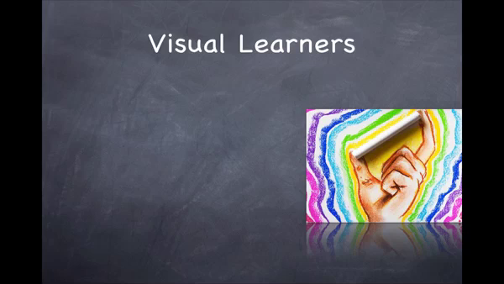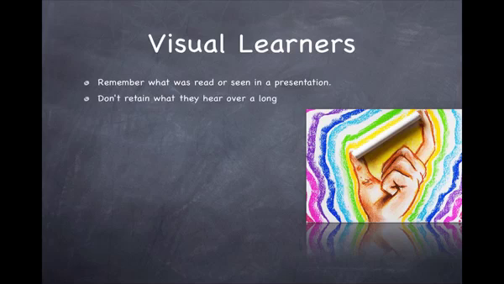Let's talk about visual learners. Let's start with that. Visual learners remember what was read or seen in a presentation. They're going to take in information with their eyes. It's what they see. They don't really retain what they hear over a long period of time. So if you hand them an audiobook and ask them to go listen to the audiobook, that's really not going to work for them. They're not going to be able to give you details. They could probably give you a summary of the book. They're not going to give you details.